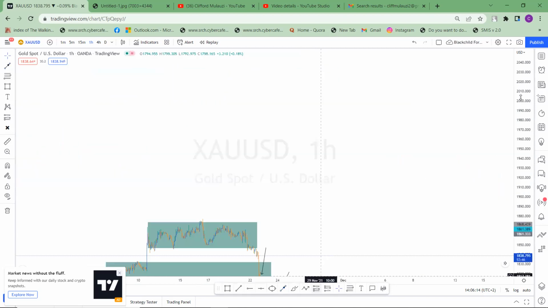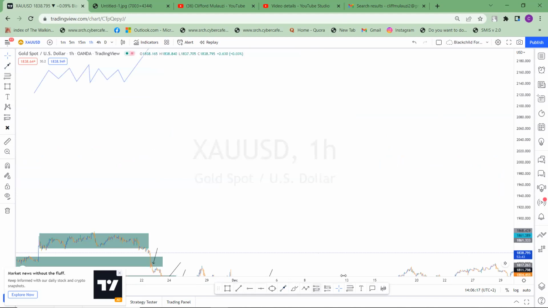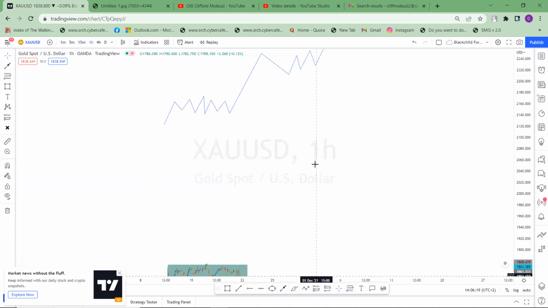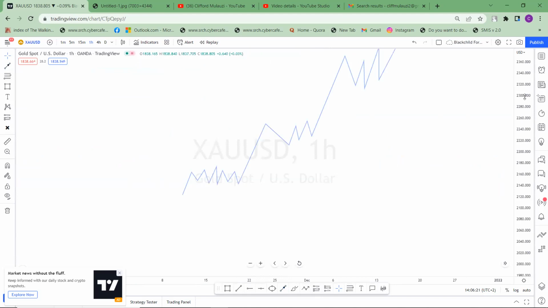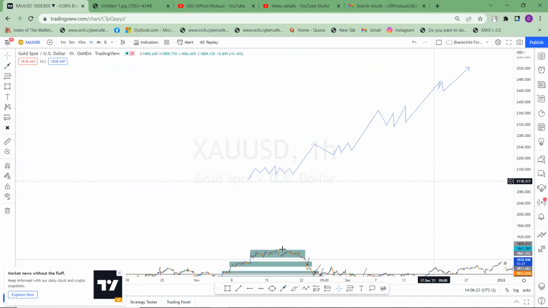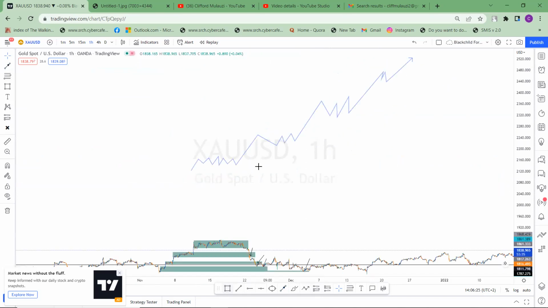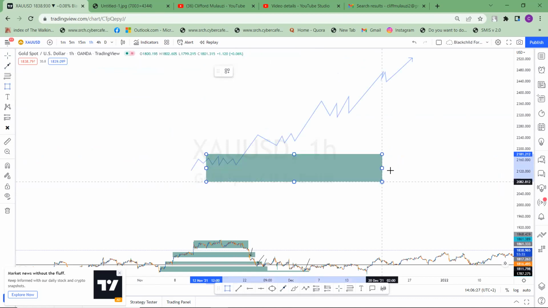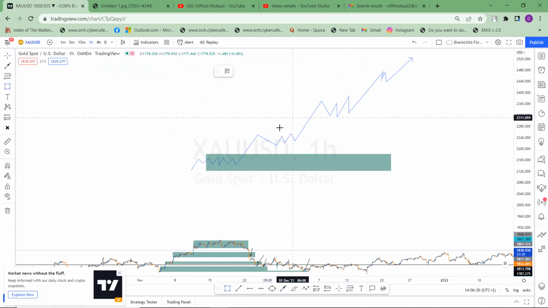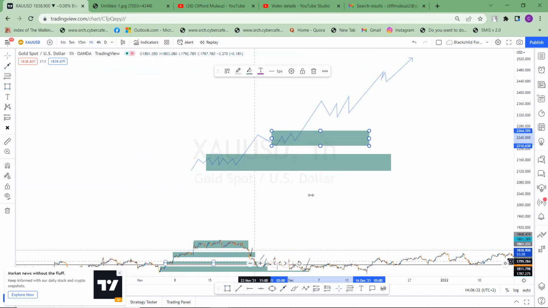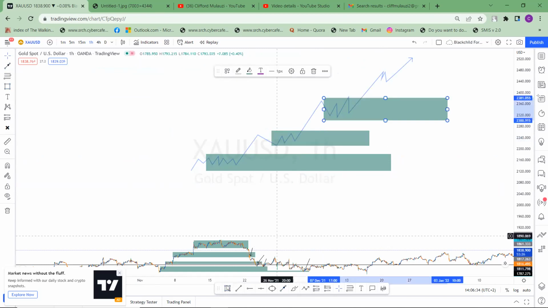So let's get back to the drawing. You can see here that there are plenty of order blocks that have actually happened. Which order block is the one that we trade? Is it this one? Is it this one? Is it this one? All right.